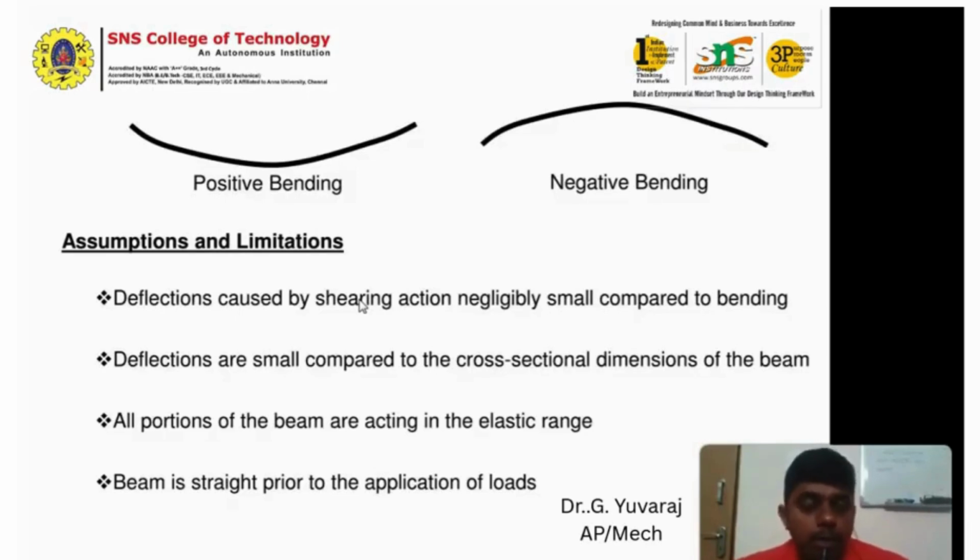And the fourth: the beam is straight prior to the application of the loads. Based on these four assumptions we can analyze the bending moment, and along with this we are going to check the beam deflection. That is what we are primarily focusing on. In our upcoming session we will check this beam deflection in detail.